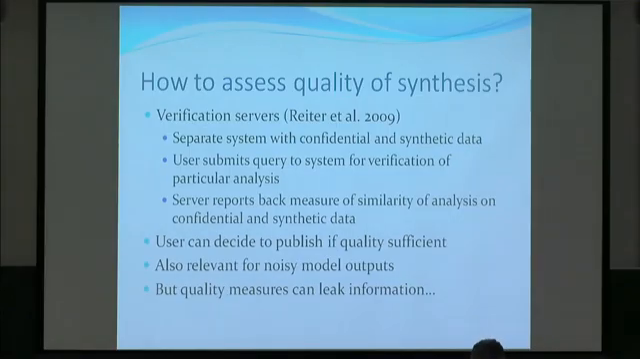Again, I think this is also relevant for noisy model outputs. How do you know in finite samples? Forget asymptotics, because who knows what happens in the real world as opposed to asymptotics. How do we know whether our analysis here is any good or not? The problem, of course, is that reporting these quality measures leaks information about the data. And so it's not easy to think about how you can protect those. This is where I think differential privacy offers a really strong path forward.